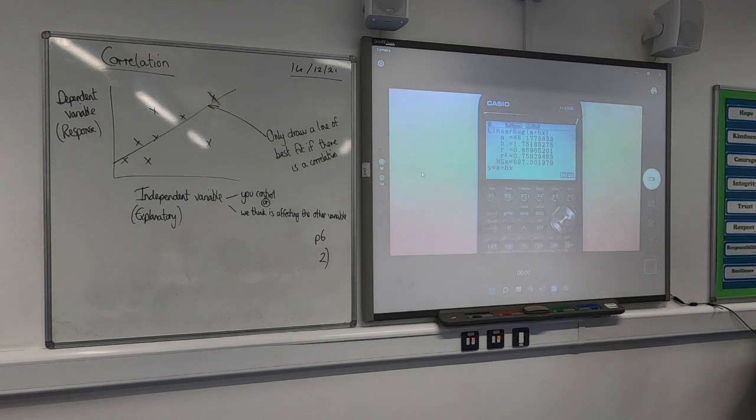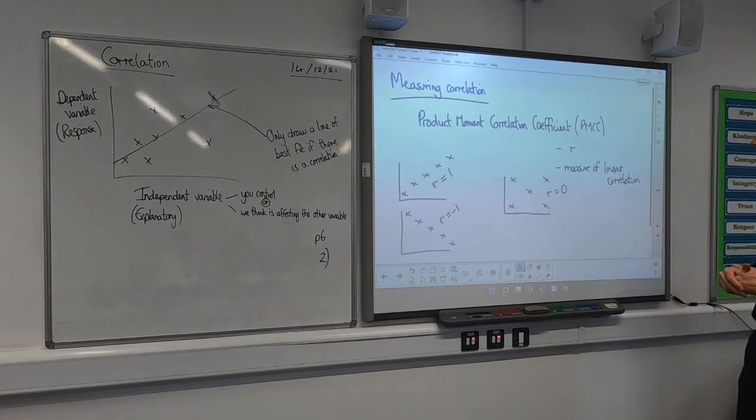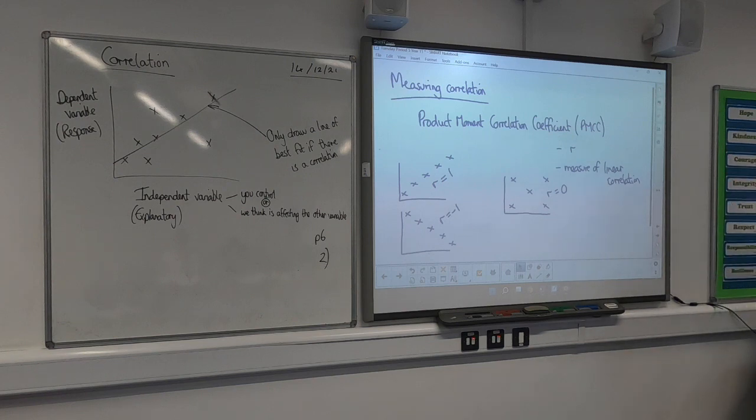So, I'm only going to do one r example because we'll do some more later on. But now we've calculated r, so we've measured correlation, and we've calculated this value, which the calculator's done for us, first developed by a mathematician called Pearson. Quite a clever calculation, which I will show you.